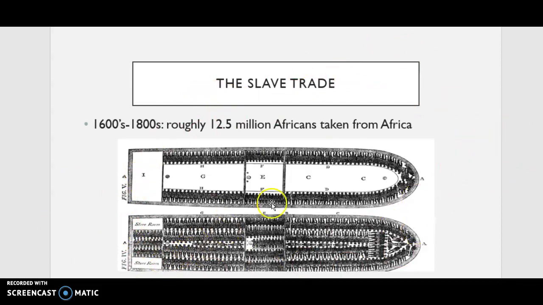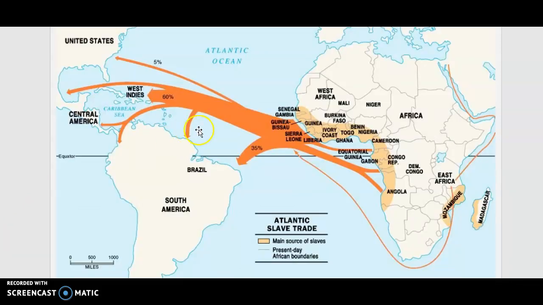Just like you might stack a cargo ship full of materials, people, human beings, were stacked in these ships and carried from Africa to various places that we're going to look at now. So we can see Africa here, the continent of Africa.